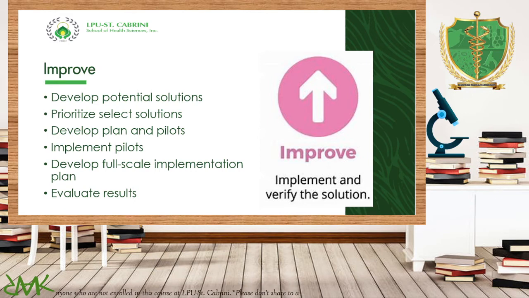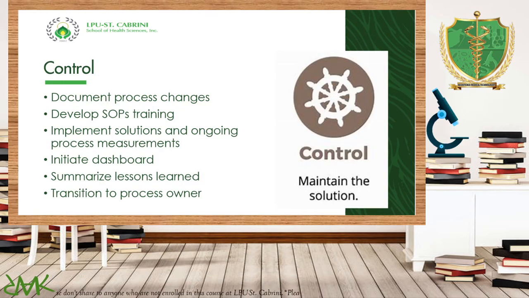Since we already define, measure, analyze, and improve our process, and our purpose is to continuously improve our performance, then we have to control. Control is simply maintaining the solution that we have. Control is simply making sure that everything is being followed. We develop process changes. Since you have a new implementation, new process, then it must be documented. All processes, procedures, and implementation or changes in the laboratory must be documented.